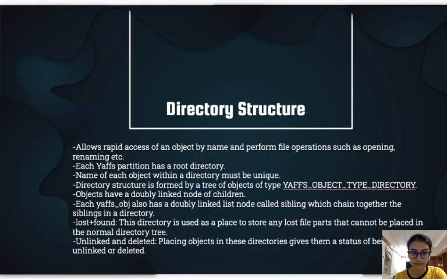in the directory. Each YAFFS partition also has some special purpose fake directories which are not stored in the NAND but are instead created every time on mounting. First one is the lost and found. This is the place to store any lost file paths that cannot be placed in the normal directory tree. Unlinked and deleted. These are pseudo directories for placing the unlinked and the deleted objects.